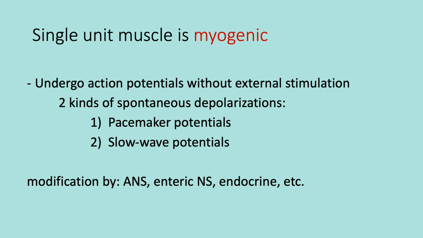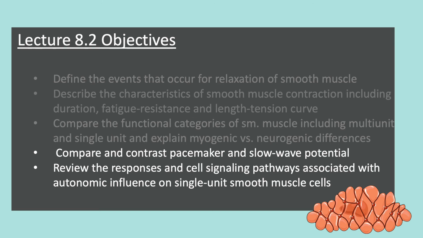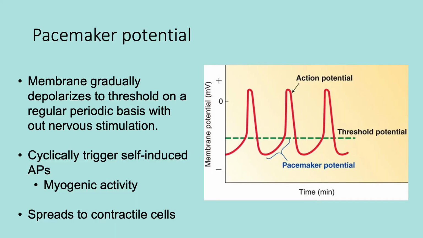So maybe we'll get some acetylcholine or norepinephrine. The enteric nervous system, that nervous system is kind of associated with the GI tract, or maybe endocrine, hormones. We'll now look at the differences between pacemaker and slow wave potentials. The first of the two we'll talk about is the pacemaker potential.